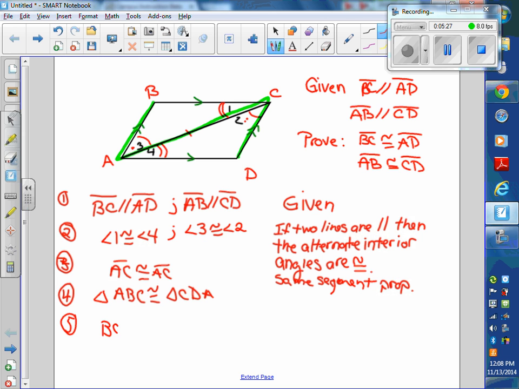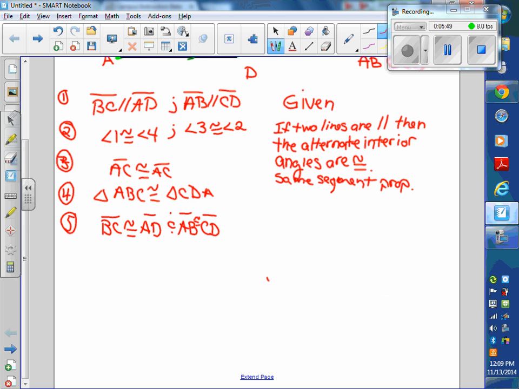So BC is congruent to AD, and AB is congruent to CD. And until you guys convince me that you know what that means, you have to write it out. What does it mean, Michael? What's the reason? Starts with a C. What does it mean? Say it in English. Congruent. No. Help him, Mark. Corresponding parts.